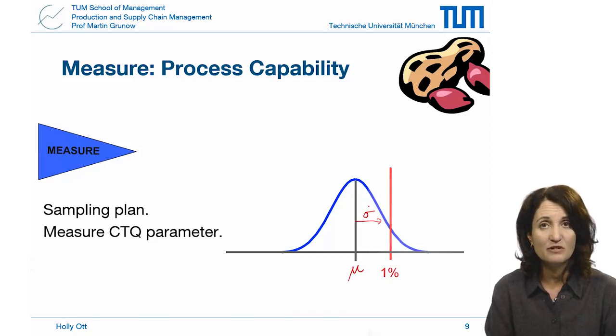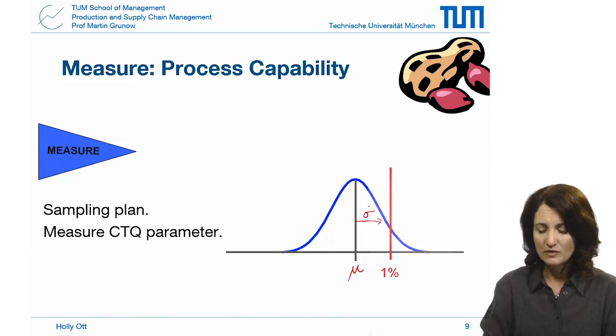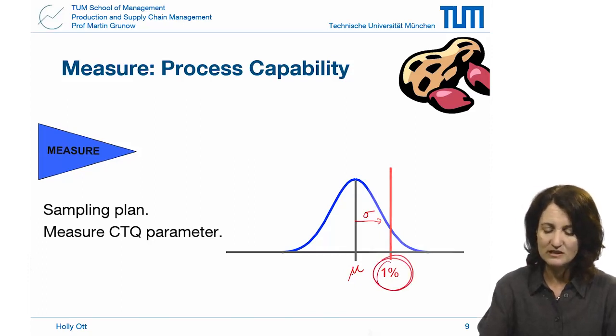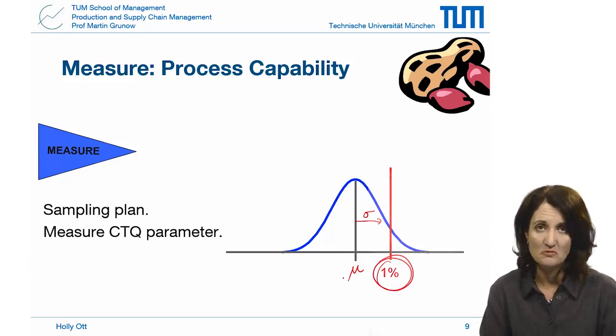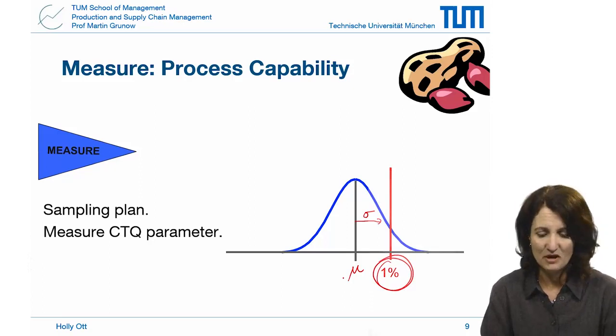So we're going to design a sampling plan and take our measurements. And we also have set ourselves a limit here. We don't want our moisture in our packet to be greater than 1%. Again, this is an example.